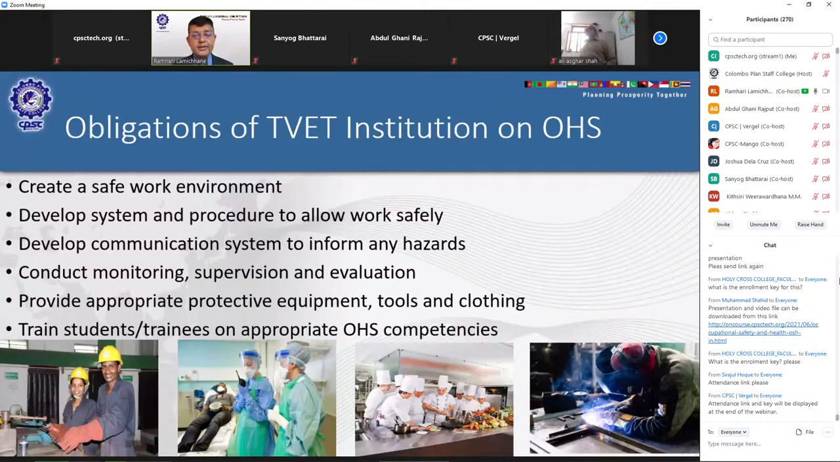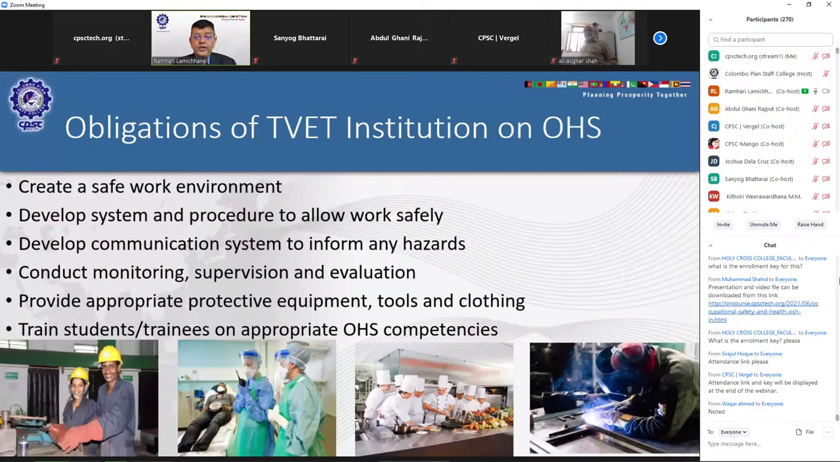That is the second important obligation of a TVET institution. Third, develop a communication system to inform of any hazards. Like I already mentioned, we must have a communication matrix, a communication system. If something happens, whom to inform, where to inform, how to inform, and who is responsible for that. And if we couldn't find that assigned person to communicate with, then who is next? We must have that alternative communication person also.